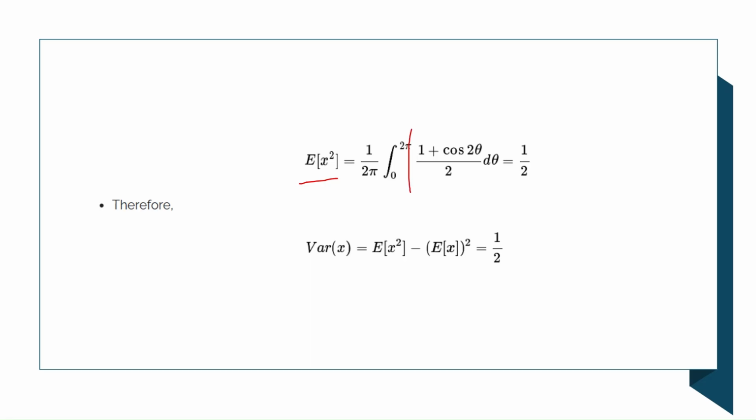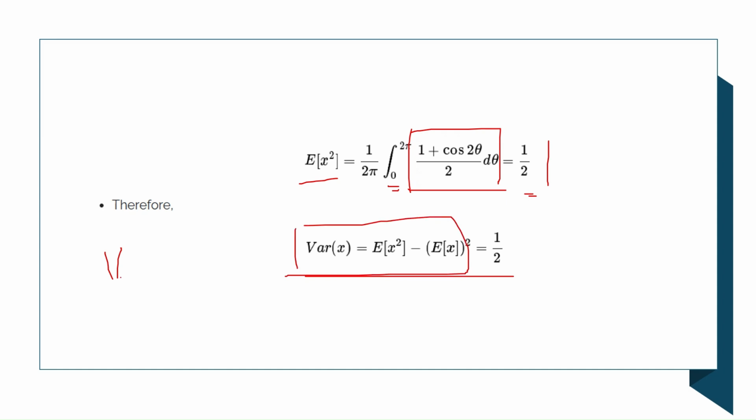So we replace cos squared theta with 1 plus cos 2 theta by 2. We integrate this, plug in the range, and this gives us the final answer, which is equal to 1 by 2. This is the variance of x. So pretty straightforward problem, not difficult at all. You just had to know this formula for variance, the basics of expected value calculation, and a basic trigonometric identity. And that's all you need to solve this problem in the interview.